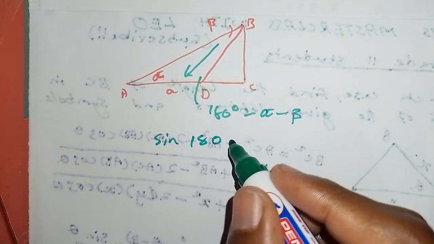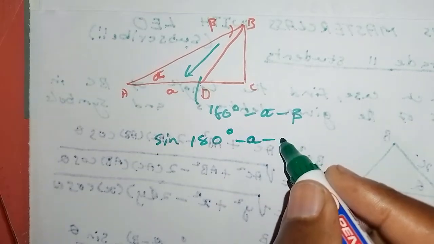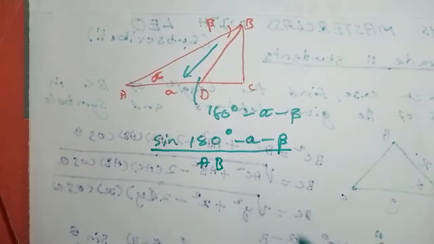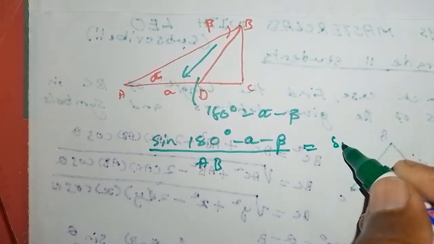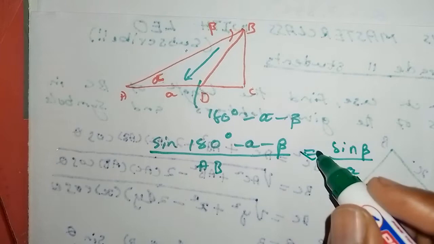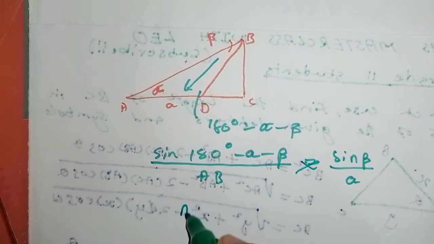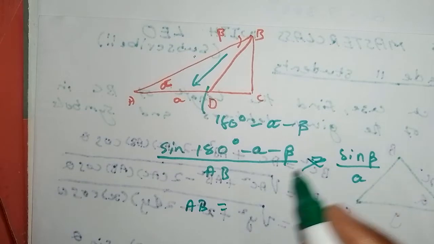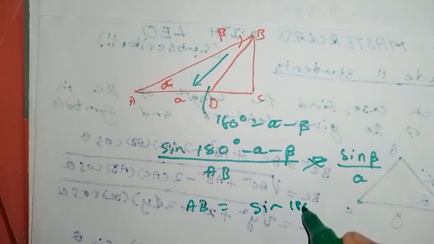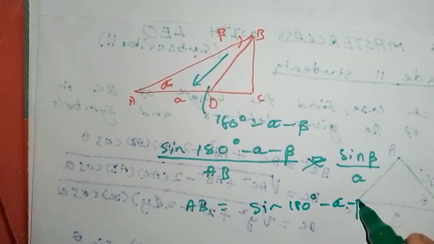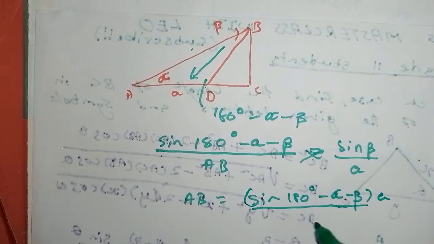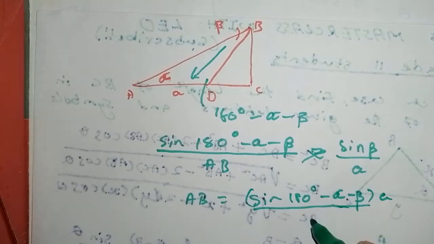So now I'm just going to say sine of 180 degrees subtract alpha subtract beta over AB is equal to sine of beta over A. Then cross multiply. AB is equal to, what is AB? Sine of 180 degrees subtract alpha subtract beta, it's supposed to be multiplied by the side A, all over sine beta.